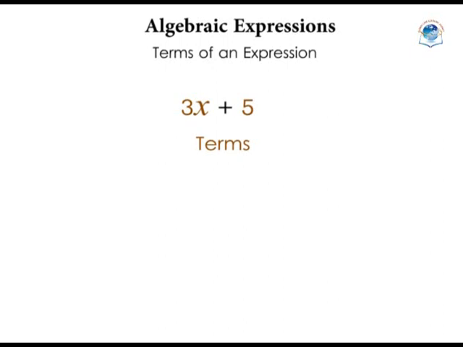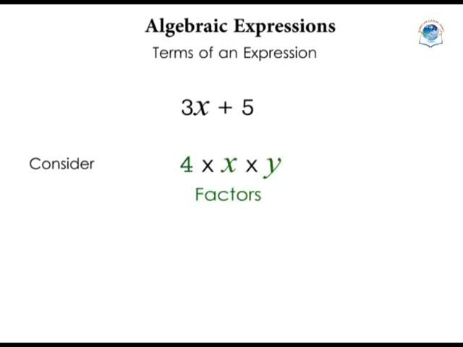But what are these factors? Consider the term 4xy. It is formed by multiplying 4 times x times y. We say that 4, x, and y are the factors of the term 4xy. The factors cannot be factorized further. The numerical factor of a variable term is called its coefficient. In the term 4xy, 4 is the coefficient of the term.